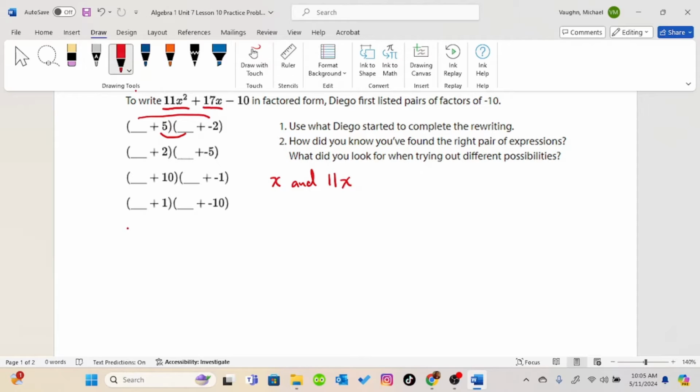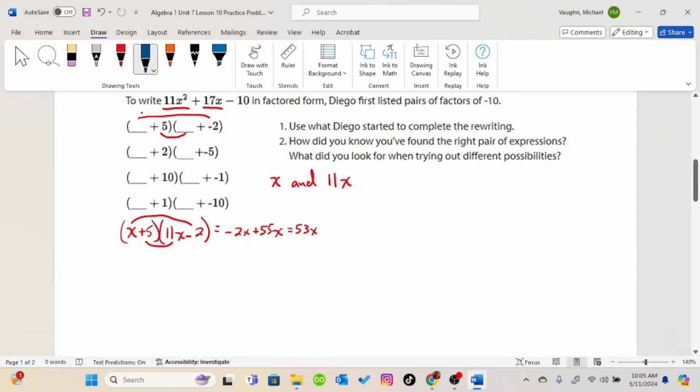If we tried x plus 5 and 11x minus 2, then when we use FOIL, we'll have negative 2x and positive 55x, and that's going to equal 53x. So this doesn't work.